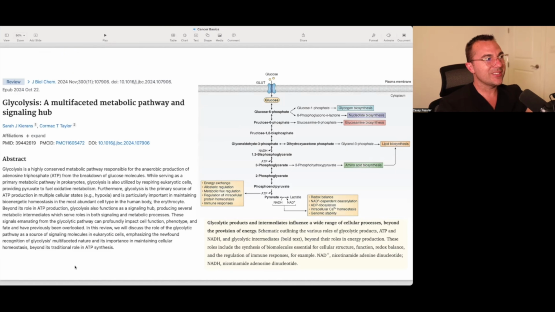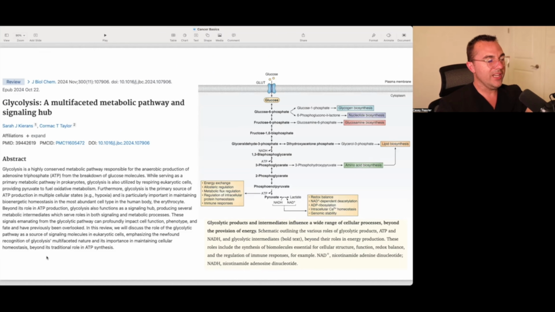It says here that glycolysis is a highly conserved metabolic process responsible for the anaerobic production of ATP, adenosine triphosphate, from the breakdown of glucose molecules. While serving as a primary metabolic pathway in prokaryotes, that's not us, glycolysis is also utilized for respiring eukaryotes, that is us, providing pyruvate to fuel oxidative metabolism. That's when we have normal mitochondria, that's when we have oxygen present, that's when we're under normal conditions. Furthermore, glycolysis is the primary source of ATP production in multiple cellular states, hypoxia, and particularly important in maintaining bioenergetic homeostasis in the most abundant cell type in the human body, the erythrocyte, the red blood cell.